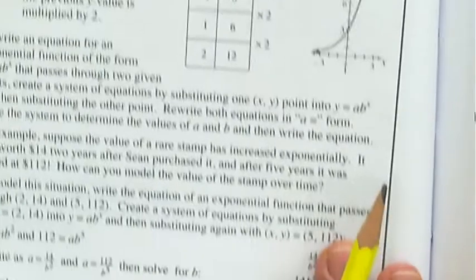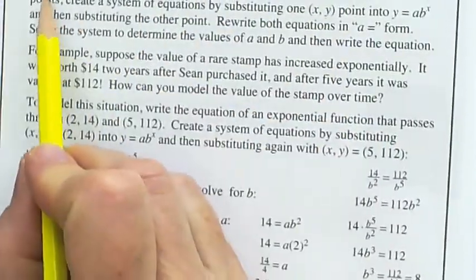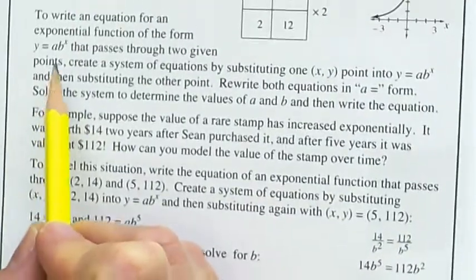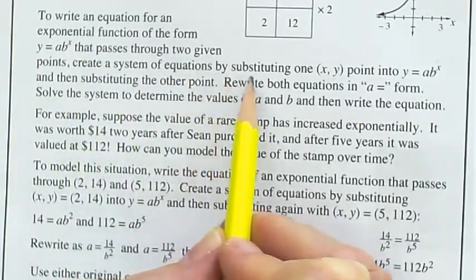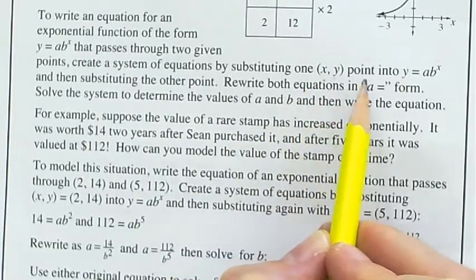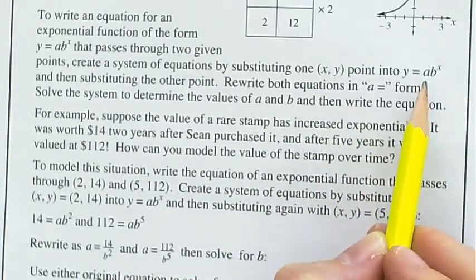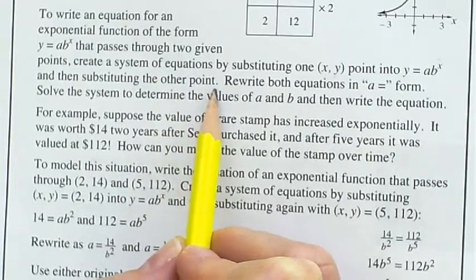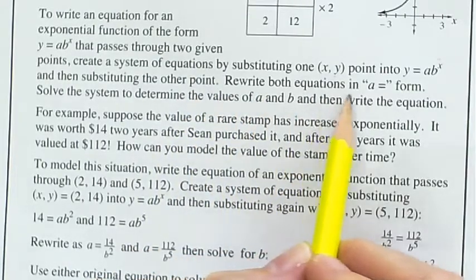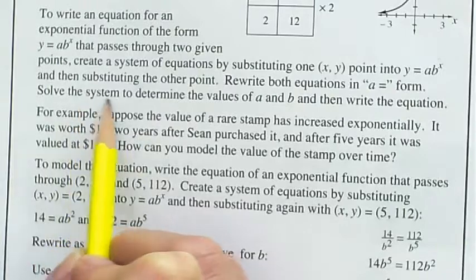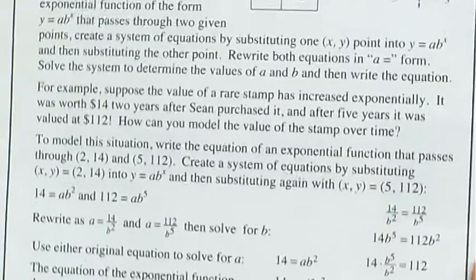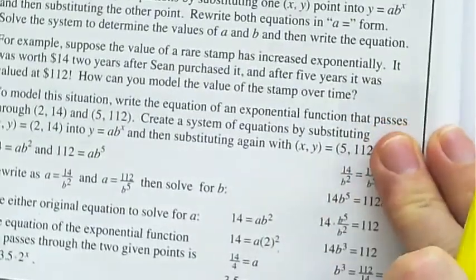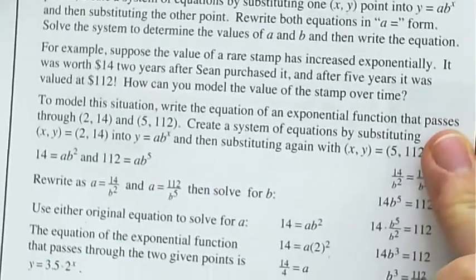Okay, to write an equation for an exponential function of the form y equals a b to the x that passes through two given points, create a system of equations by substituting one point into this equation and then substituting the other point. Rewrite both equations in a equals form, solve the system to determine the values of a and b, and then write the equation. So this is one way of solving for a if you don't know it.